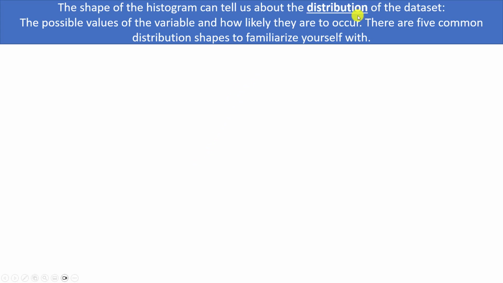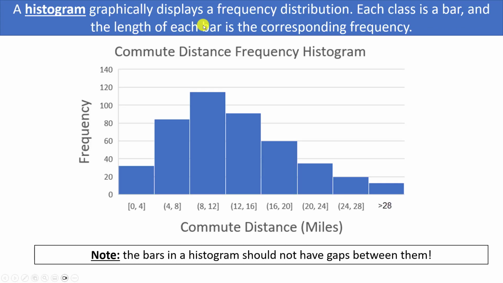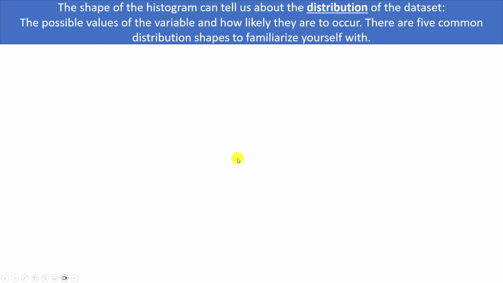By distribution, what we mean is what values are possible for that variable and how likely are they to occur. In this case, the values that are possible are anywhere from 0 all the way up to greater than 28. And it seems like the more likely values are somewhere in the maybe 4 to 16 range. Those are the most likely ranges. So the histogram helps us to easily see the distribution of a data set, right?